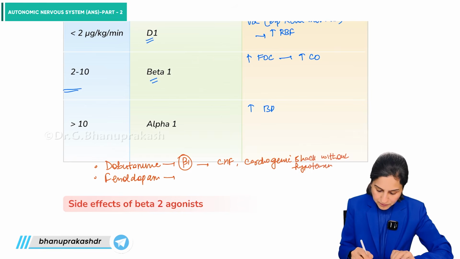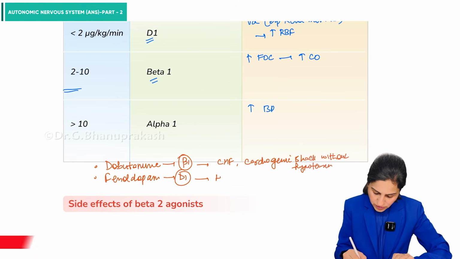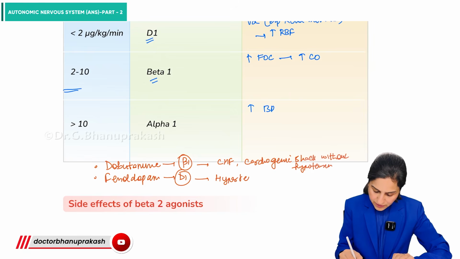Then fenoldopam, it acts on the D1 receptors. This was a recent question, and it is used in case of hypertensive emergencies.